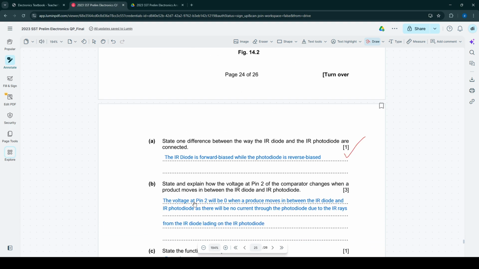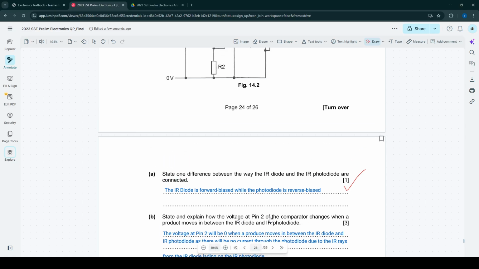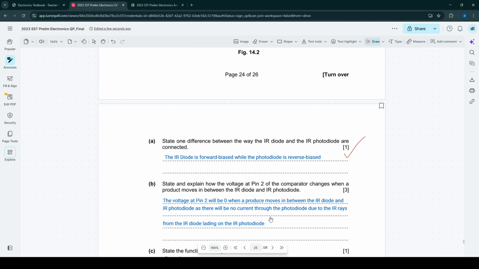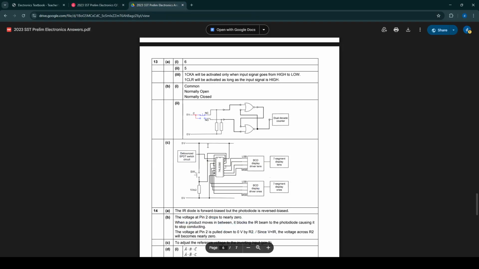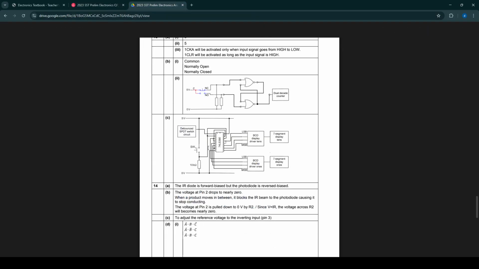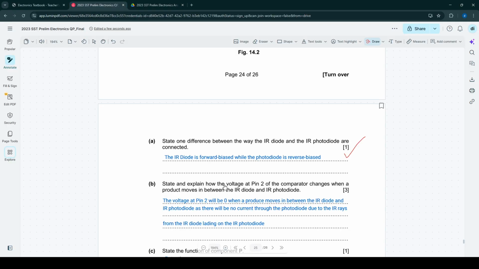How do you explain it? The voltage at pin 2 will be 0 when a product moves in between, as there'll be no current through the photodiode due to arrays, yeah. Then what about when it's not blocking? Why didn't you say that? You only say when it's blocking. Wait, what's the question?